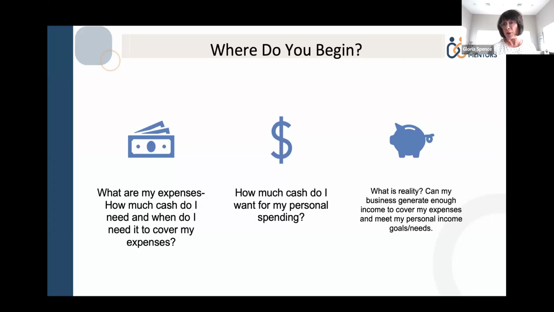So you may pay yourself through payroll, or you may pay yourself as an owner draw. The third and final step is really, what is reality? Can my business generate enough income to cover my expenses and also meet my personal income goals and needs? And a cash flow will help you to answer those questions.